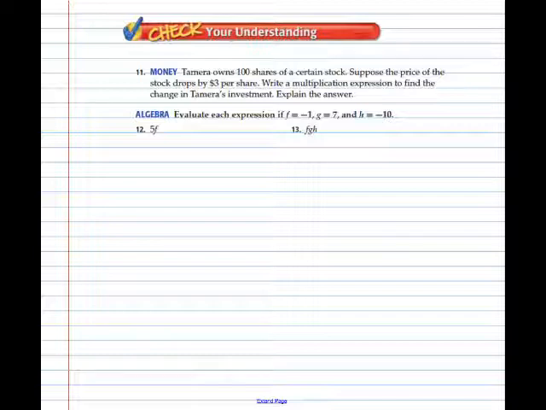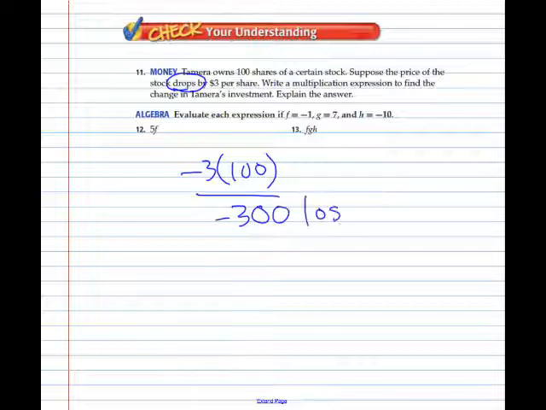Tamara owns 100 shares of a certain stock. Suppose the price of the stock drops by $3 a share. Write a multiplication expression to find the change in Tamara's investment. Explain the answer. So dropping by $3 means negative 3. She has 100 shares, so negative 3 times 100 would be negative 300. That means she has lost $300 in value on her investment.